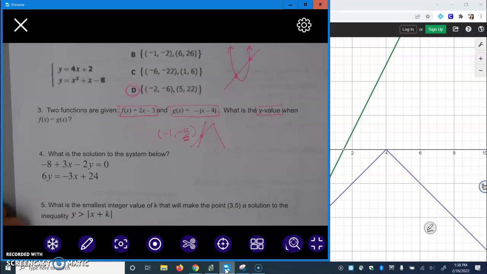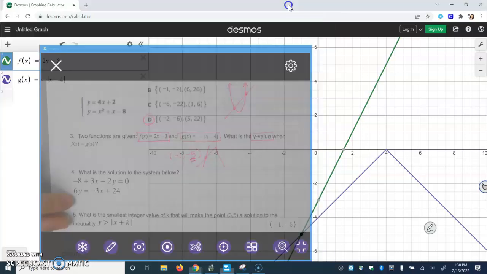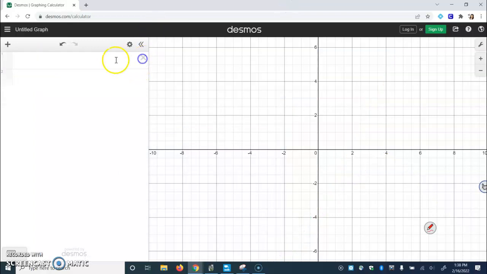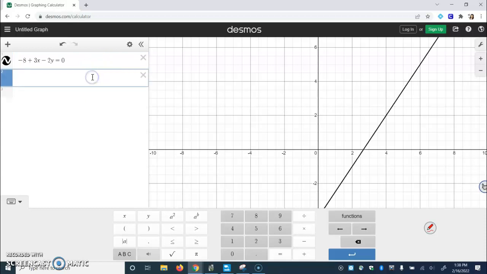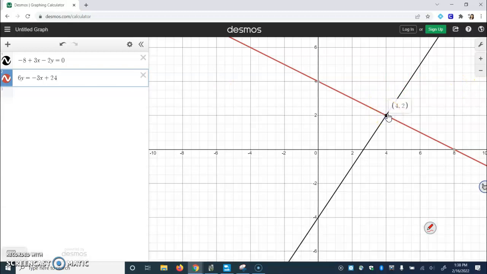All right, number 4, we're going to do it the same way. I'm going to graph in Desmos, see where they intersect. So -8 plus 3x minus 2y equals 0. And 6y equals -3x plus 24. They intersect at the point 4, 2. So that's the answer.